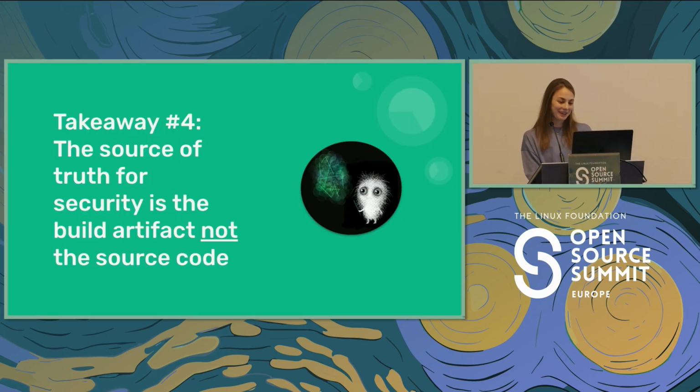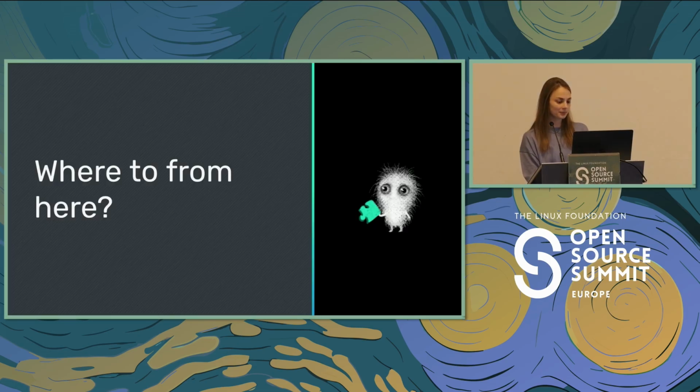Which leads us to our final takeaway from these case studies. The source of truth for security is the build artifact, not the source code, because the code that you build is not guaranteed to be the same code that you reviewed. While performing code review is obviously still very important, we don't want to just let anyone check anything into our source code repos. We also need to be really thoroughly examining the build artifacts. But how can we do that?